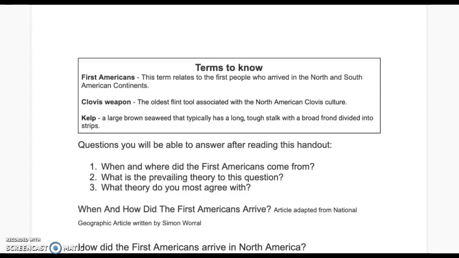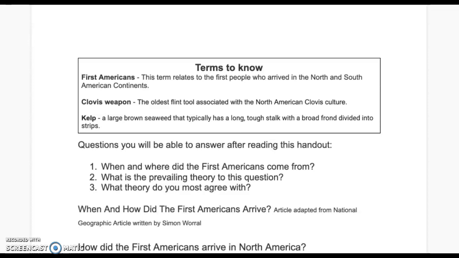The first term is first Americans. This term relates to the first people who arrived in the North and South American continents. The other term is called the Clovis weapon. This is the oldest flint tool associated with the North American Clovis culture, or the Clovis people. Right now you don't know what this means, but you will later on.